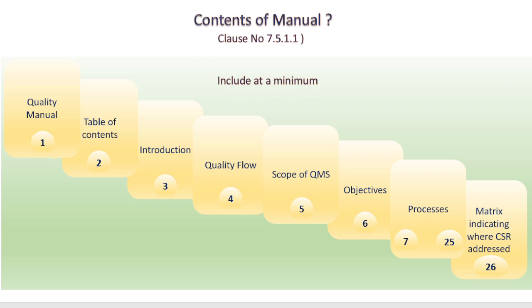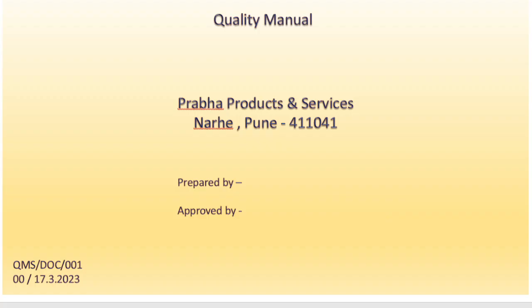So what are the contents of the quality manual? You can arrange your quality manual in this sequence. First of all, the first page, then the table of contents, then the introduction of your company and overall quality flow as per the PDCA cycle, the scope of the quality management system, what will be in the scope of QMS, then the objectives of your organization, the different processes you can add in the quality manual, the documents in the quality manual, and finally the matrix indicating where customer specific requirements are addressed. Only these things are required in the quality manual as per IATF.